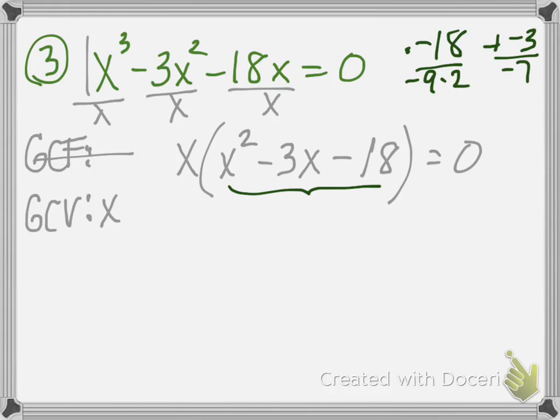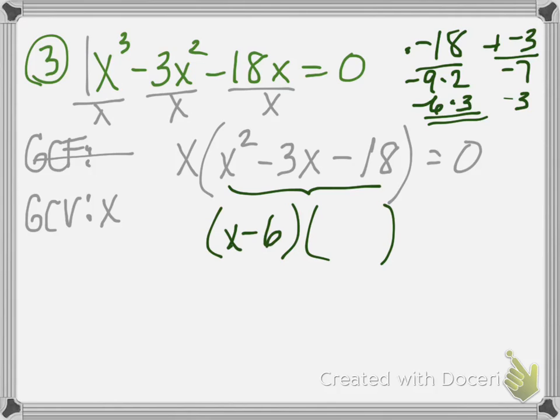So 18, I think of the 9 and 2, negative 9 times 2. But when I add that, I get negative 7. So if that's not going to work, how about negative 6 times 3? When I add that, negative 3. So there's my pair. So this breaks down into x minus 6 and x plus 3. I still have this x on the outside. So here is the factored form of that equation. Now remember, everywhere you see an x is a possible place for that number to be a 0 and my zero product property to work.